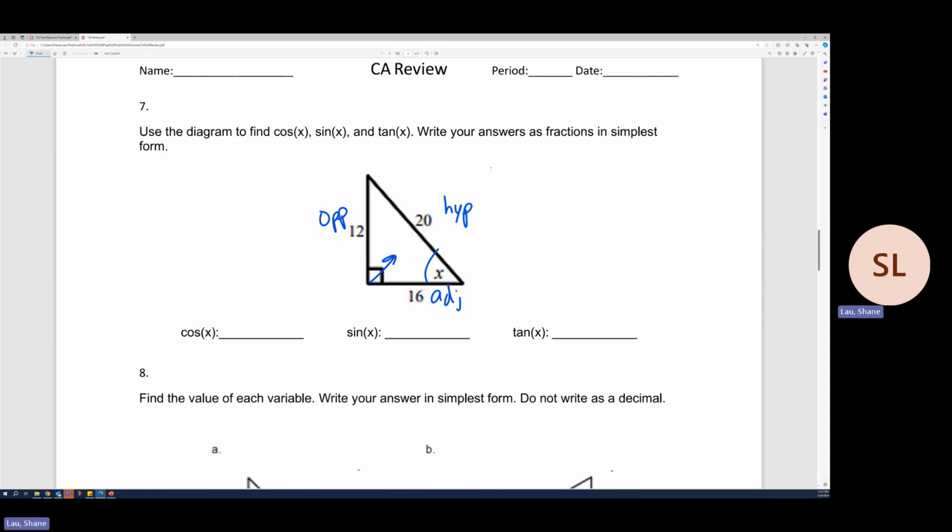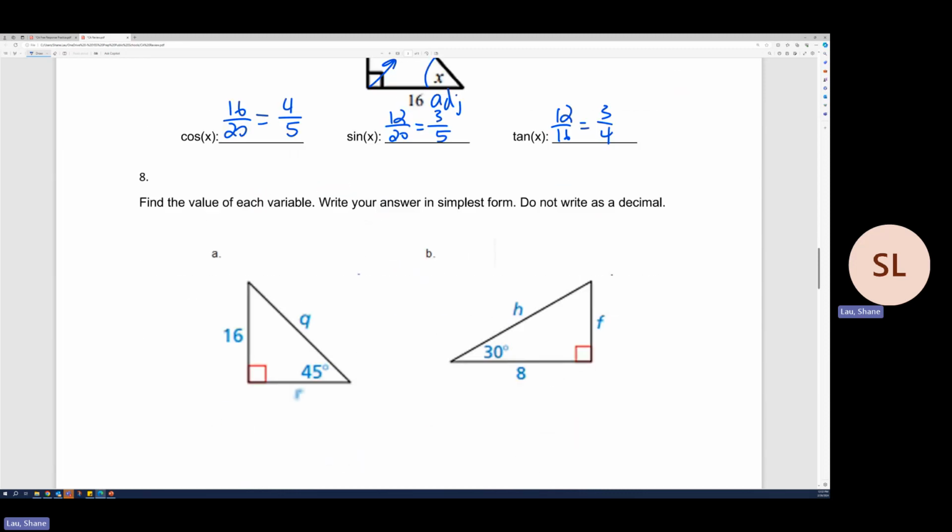Well, cosine of x is adjacent over hypotenuse. So that's going to be 16 over 20, which of course is just going to simplify down to 4 over 5. Sine is opposite over hypotenuse. That is 12 over 20. And that's going to simplify down to 3 over 5. Tangent is opposite over adjacent, which is 12 over 16, which simplifies down to 3 over 4. And that is our answer here. Pretty simple.